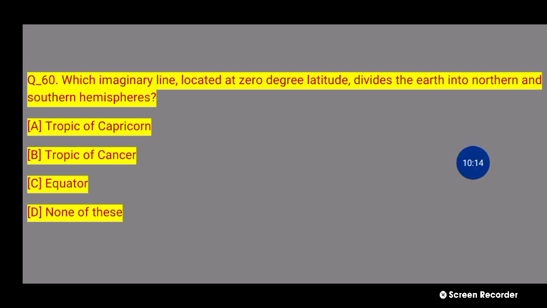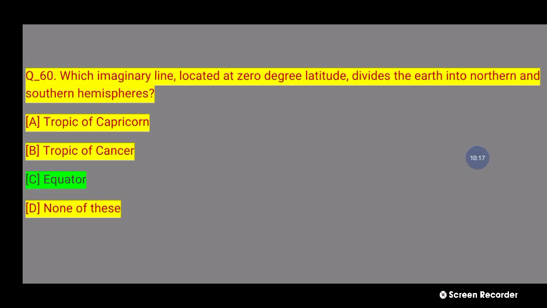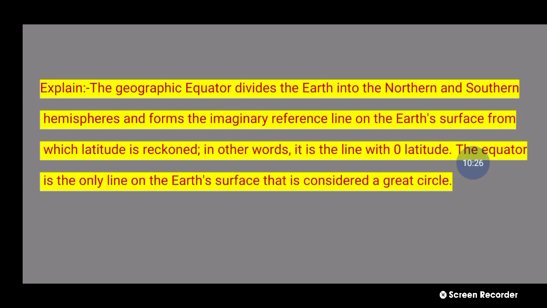Number C, equator. It is the imaginary line located at 0 degrees latitude that divides the earth into the northern and southern hemisphere. Explanation: the geographic equator divides the earth into the northern and southern hemisphere and forms the imaginary line on the earth's surface at 0 degrees latitude. In other words, it is also called 0 latitude. The equator is the only line on the earth's surface that is considered a great circle.